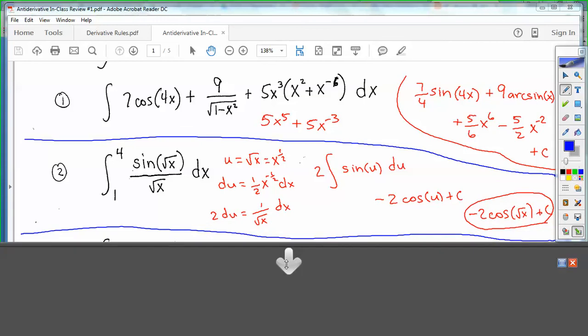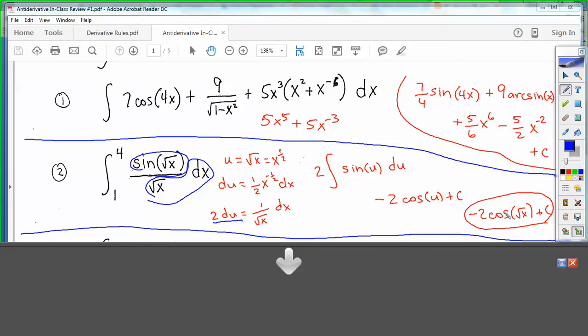So we've got 1/2 x to the negative 1/2. I'm going to move that 1/2 over there to get it out of the way. This is 2, so we end up with x to the negative 1/2, which is 1 over square root of x, dx. So sure enough, let me circle that. This right here is just 2 du, and this part here is just sine u.